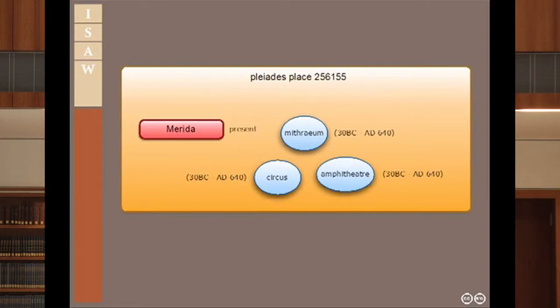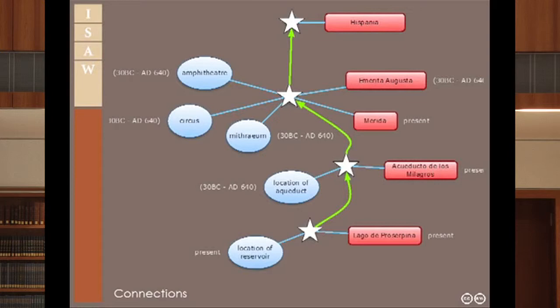Well, we know that there is a modern name associated with this area. That's Mérida. We're in Spain. And so we can associate that modern name information with this place. That will help people find the record in our system. We also know from historical sources that the place here was called Emerita Augusta, and so we want to have that historical name in our place record for the place. We can use the Pleiades connection facility to link Emerita Augusta to other places of interest in our data.